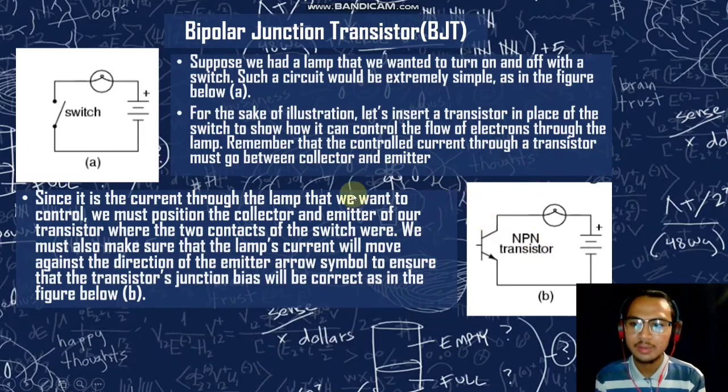After we change the switch to the NPN transistor, BJT, since it is the current to the lamp that we want to control, we must position the collector and emitter of our transistor where the two contacts of the switch were. We must also make sure the lamp's current will move against the direction of the emitter arrow symbol to ensure that the transistor's base junction will be correct, as in the figure below.